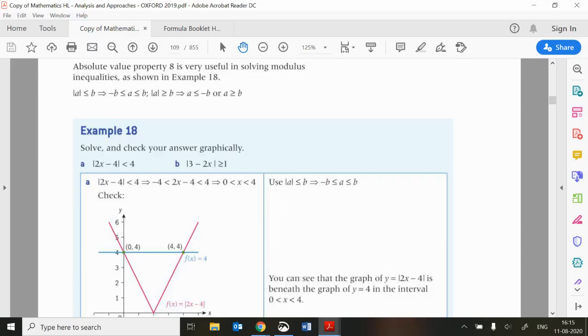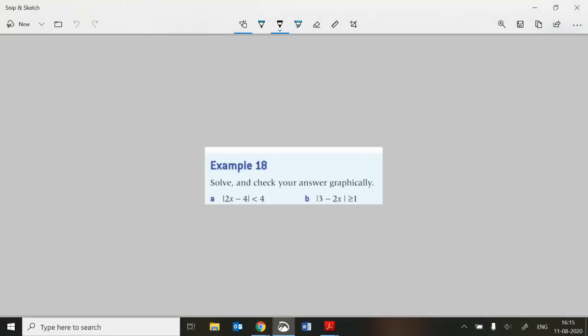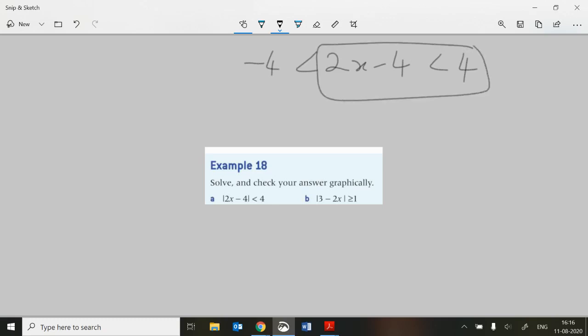Okay, so let's have a look at the questions. We've got example 18. Let's take this one. It says solve and check your answer graphically. So for the first one here, this becomes 2x minus 4 is in between -4 and 4. That's the rule which we're using. Normally when we're solving these, often we'll try to start off by just doing the same thing to all three parts. But formally, we should really treat this as two inequalities. We've got this one, and we've got this one over here.